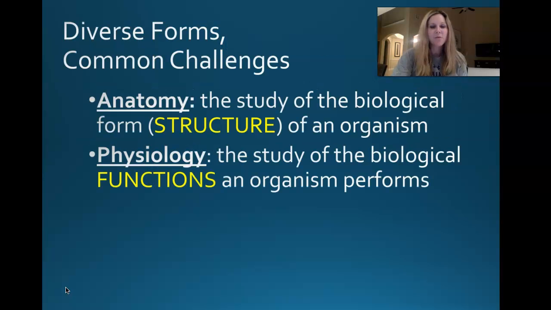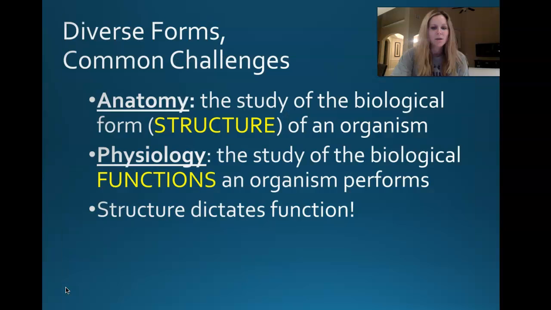All right, so two vocab words. Anatomy would be the structure of the organism and physiology would be the function. So an example of this would be the anatomy of the heart: it has four chambers. It has blood vessels where blood comes in. It has blood vessels where blood goes out. The physiology, the function of it, would be those chambers fill up with blood, and the heart is a muscle and it contracts to push blood out and bring more blood in. So structure is going to dictate function.